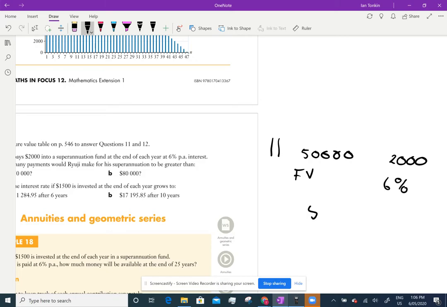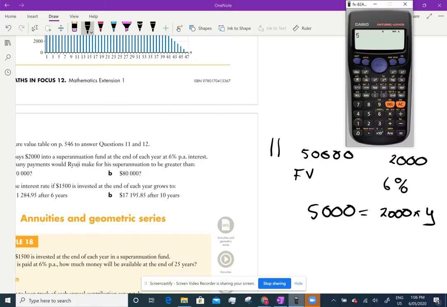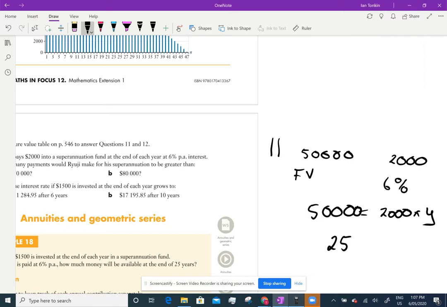So this is going to be 50,000 equals 2,000 times some number. We'll call it Y this time. So I go, 50,000 divided by 2,000, 25. I forgot I've left off a zero there. So the magic number is 25. So I then go to the table, and it's 6%.